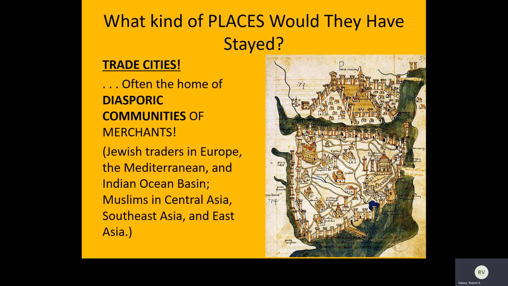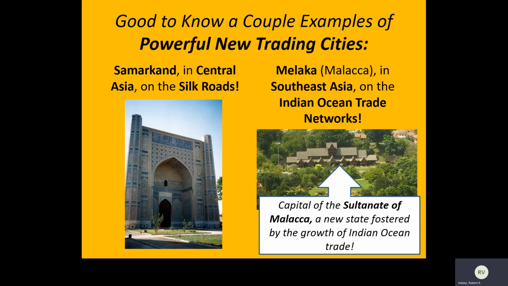So here's just some final reminder of this. Jewish traders in Europe, the Mediterranean, the Indian Ocean, Muslims in Central Asia, Southeast Asia, and East Asia, diasporic communities of merchants. This trade city here happens also to be the capital city of the Byzantine Empire, that lasting remnant of the Roman Empire. That is Constantinople that you see there portrayed.